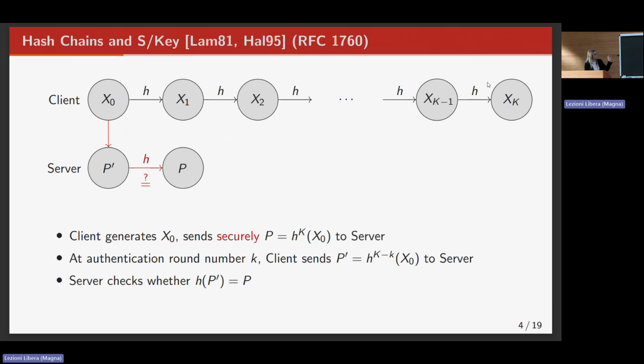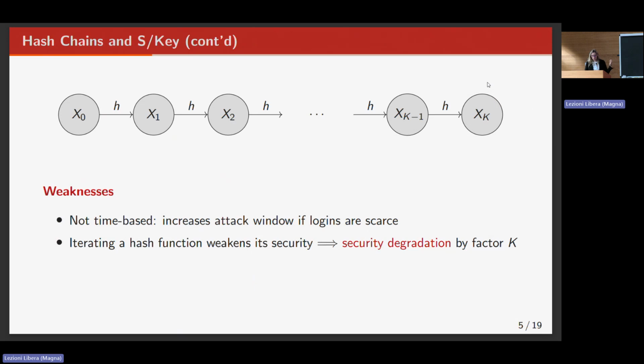So once again, S/KEY was rather to enhance password-based authentication. As such, you could use it as a second factor authentication mechanism, but there were several criticisms that were made of S/KEY. The first one is that S/KEY is not time-based. So in other words, the time between two authentication runs could be days, months, or years, and therefore it increases the attack window for the adversary.